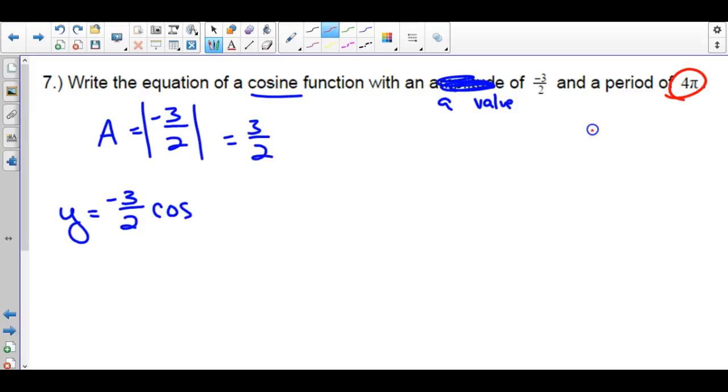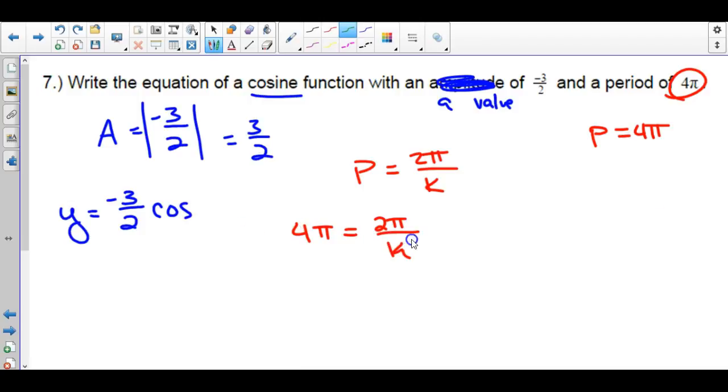So I'm given that my period is equal to 4 pi, and we know p is equal to 2 pi over k. So I want to figure out k. I know what p is, so I'm going to substitute p here. So I'm going to say 4 pi is equal to 2 pi over k. And then I'm really just going to solve this. I can bring the k over to the left side by multiplying and then divide by the 4 pi. So basically these are going to flip-flop. K is going to be equal to 2 pi over 4 pi. The pi's are going to cancel out. 2 over 4 simplifies to 1/2. So that tells me what my k value is.